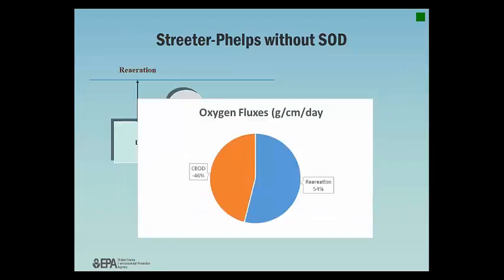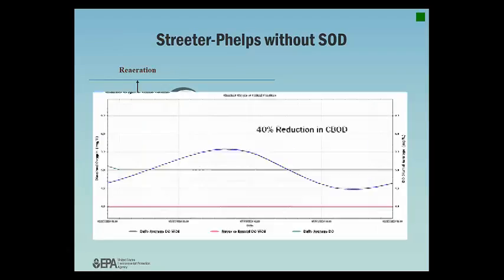So when we run our model, these are the fluxes that were calculated in grams per cubic meter per day. We can see that in our case here, we just have a flux for BOD and reaeration. We would go ahead and make our reductions with the model until the blue line is above the red line and the daily average concentration is equal to 5. So using the simplistic approach to meet these water quality criteria, we needed a 40% reduction in BOD.